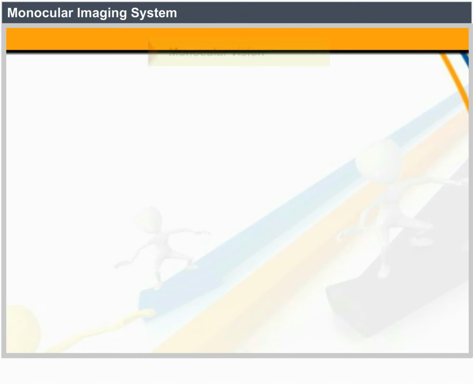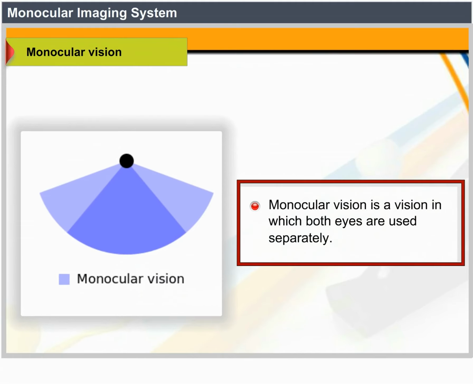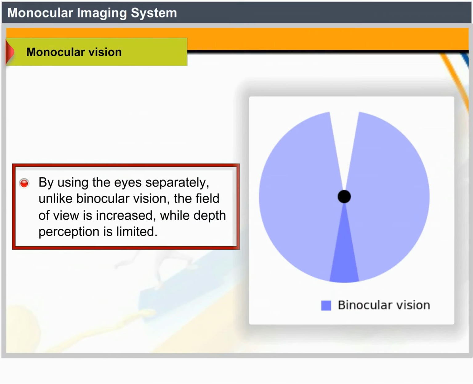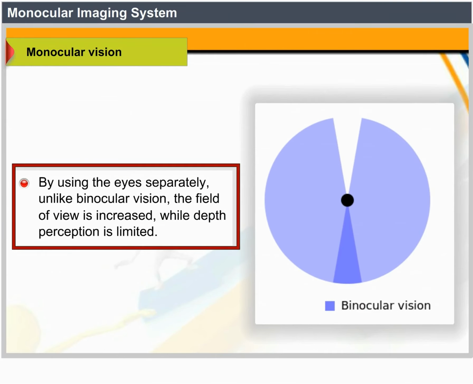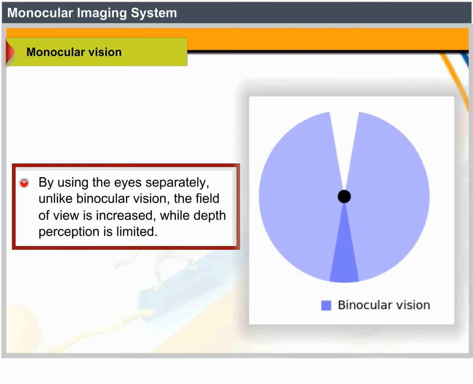Monocular imaging system. Monocular vision is a vision in which both eyes are used separately. By using the eyes in this way, as opposed to binocular vision, the field of view is increased while depth perception is limited. Monocular vision.